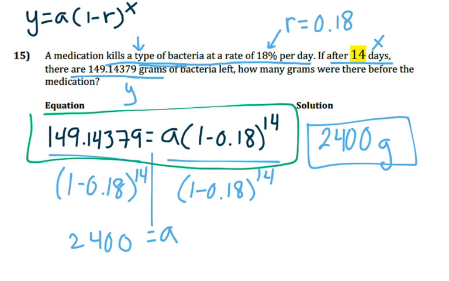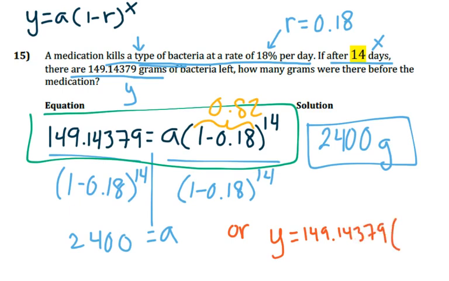Now remember, we could simplify this. We could have simplified in here to say that it was 0.82. And we could also write this as a different equation. Remember, if we're saying we're going to go back in time, we could say that y, what we're looking for, is equal to the 149.14379 times the 0.82 and raise that to the negative 14th power.